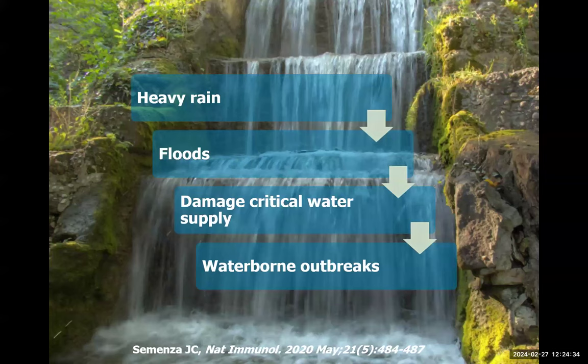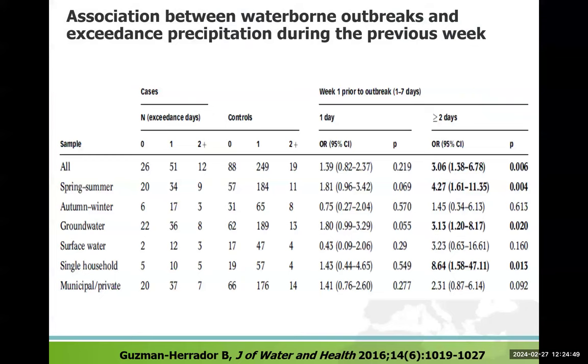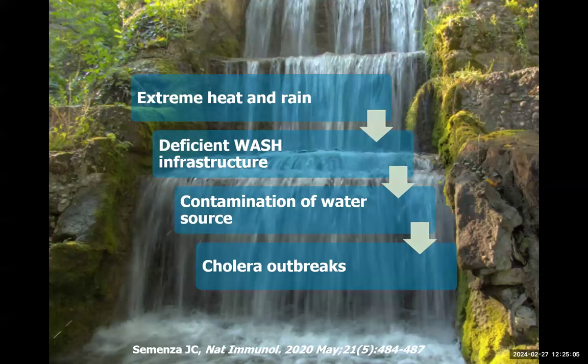Another scenario that we need to consider is a heavy rain that leads to floods, which then potentially damages the water supply that leads to outbreaks. And that's illustrated at the bottom corner here, or the bigger plant that's flooded as well. And in fact, that's exactly what we documented epidemiologically, again, with our case control study, where we saw an almost ninefold increased risk for single household water supplies if they were preceded by an extreme precipitation event prior to that event by 1 week.